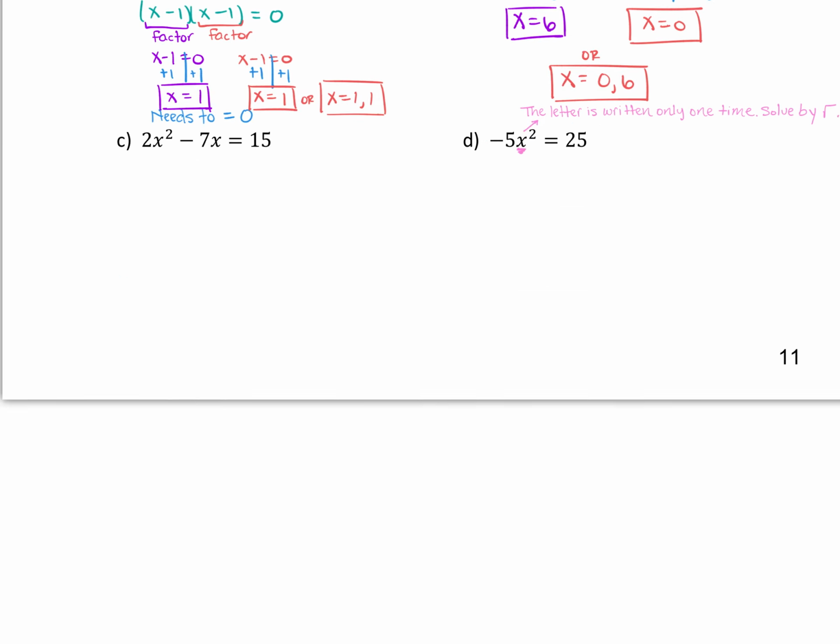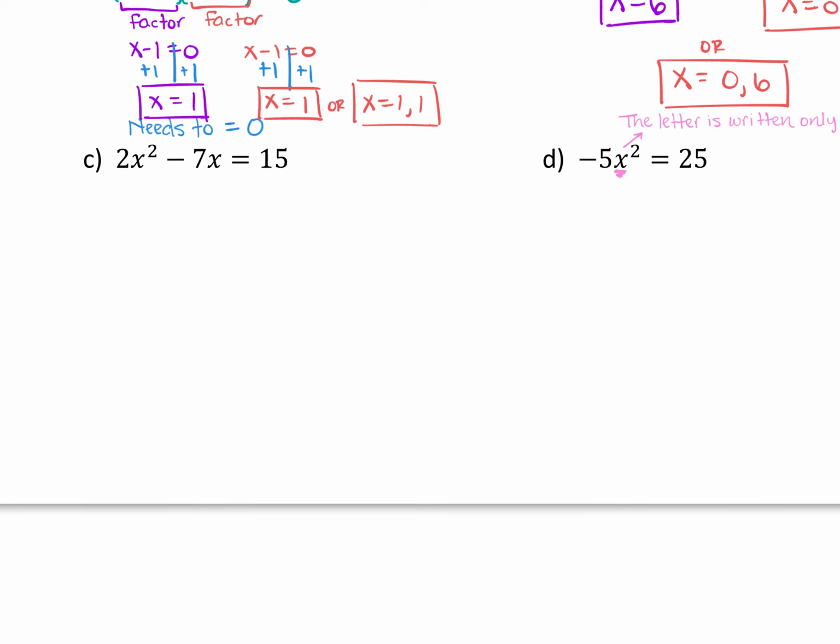Notice that with part C, the equation is not equal to 0. So we need to get the equation set equal to 0. In order to do that, we subtract 15 from both sides. Notice that the negative 7x and then minus 15 cannot be combined. These are different terms. They are not like terms. So you have to keep them separate, which means really the equation that we're solving is 2x squared minus 7x minus 15 is equal to 0.